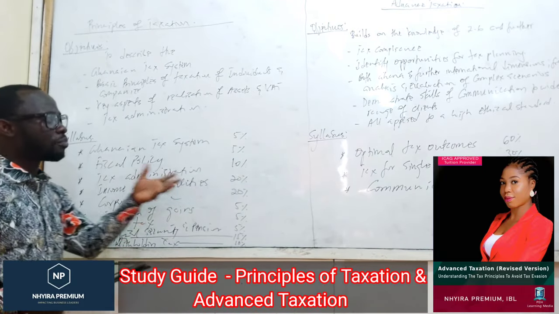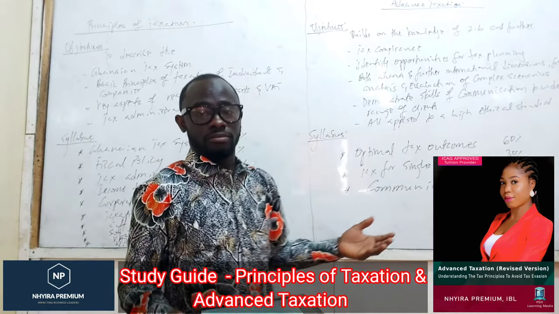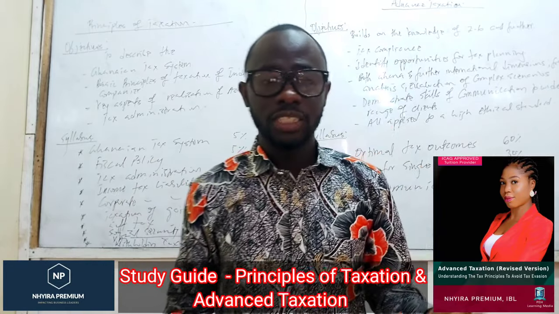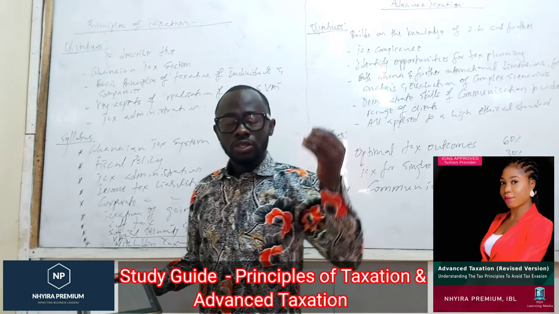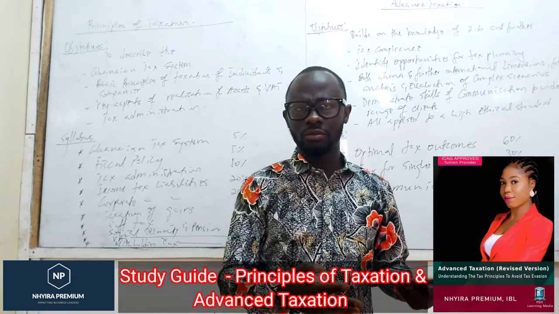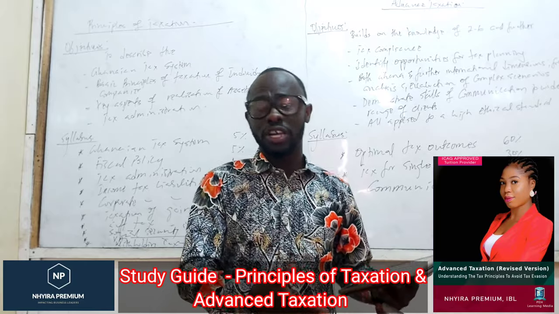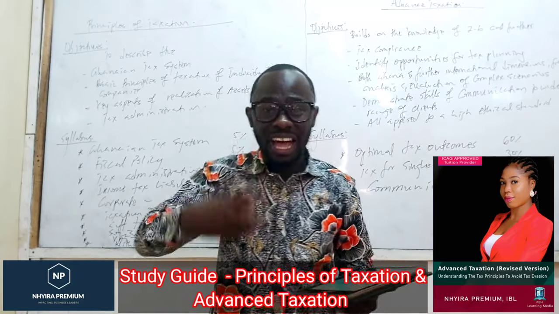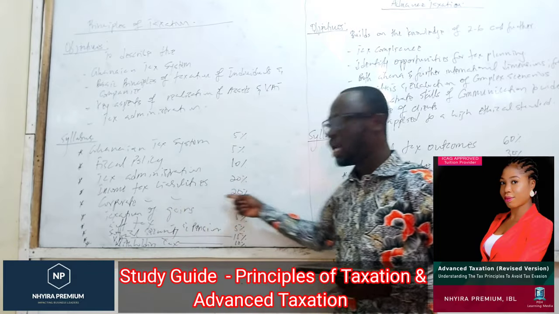Then the next thing is corporate tax liabilities. All right, so this is where we now come to the companies. So what do we do here? Deductible allowances, deductible expenses, non-deductible expenses, and the treatment of capital allowance, which is a very huge area here.